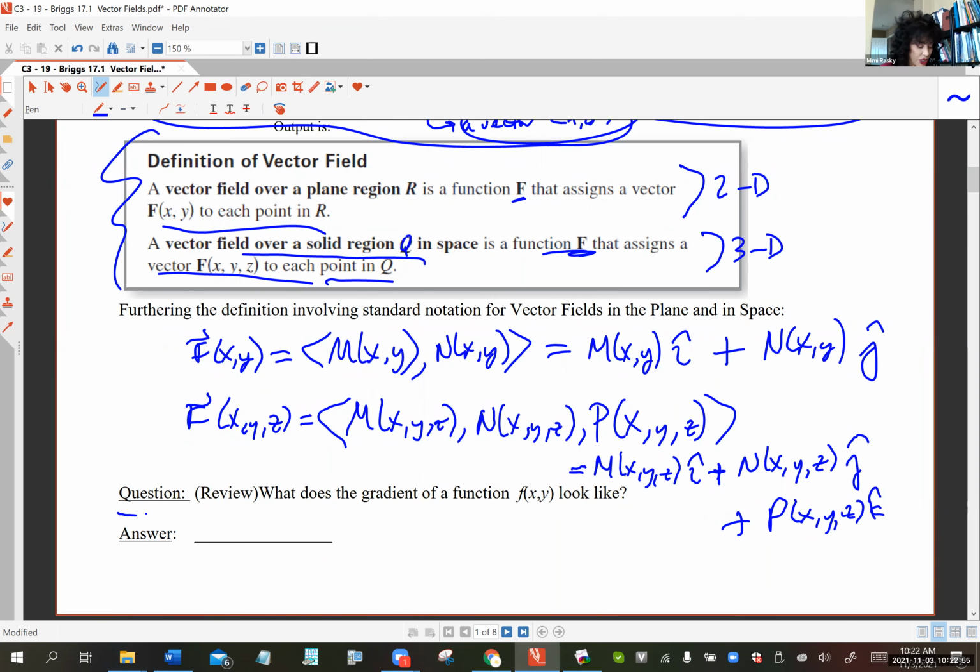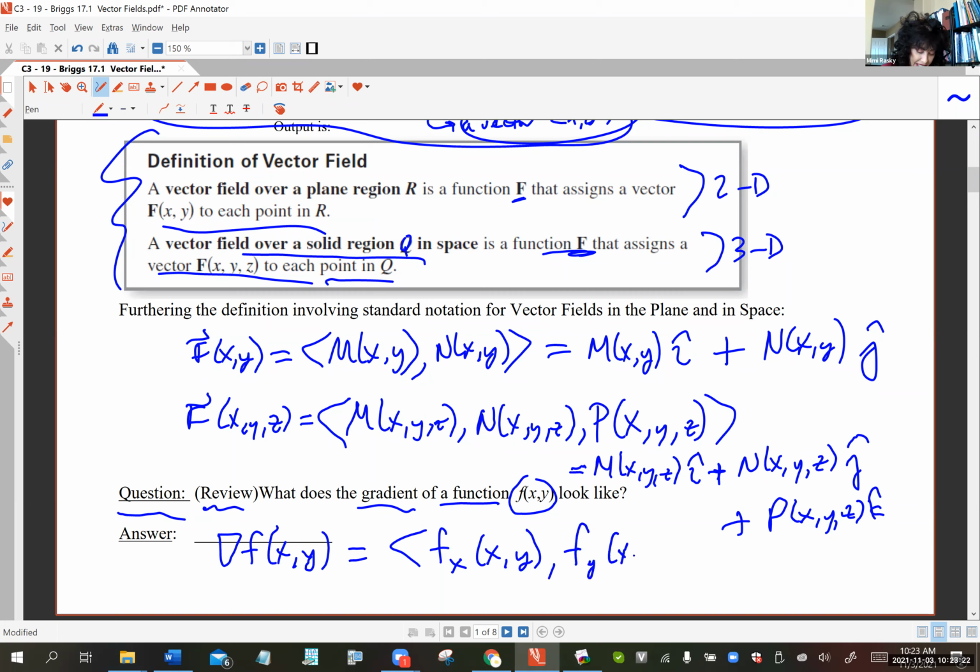Now what? Let's look at a question here. And this is review. Let's see how well we remember stuff from our last midterm. It seems like forever ago, doesn't it? What does the gradient for a function f(x,y) look like? Well, we go del f(x,y), and if you recall, it was a vector that contained the first partial derivatives for the function. But look at how this looks here.